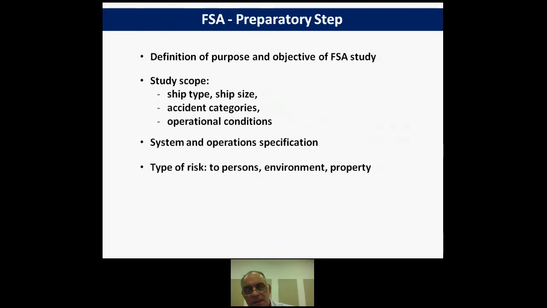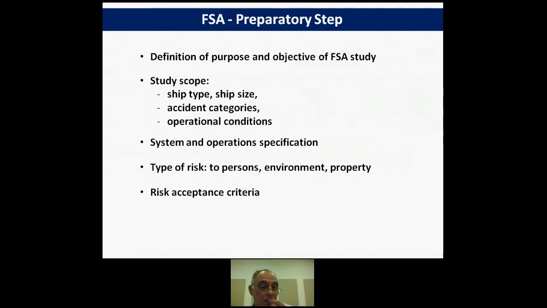And then we have to look at potential for damage, loss of life or injury to persons involved in the operations or in the proximity of some activity taking place relevant to ship.